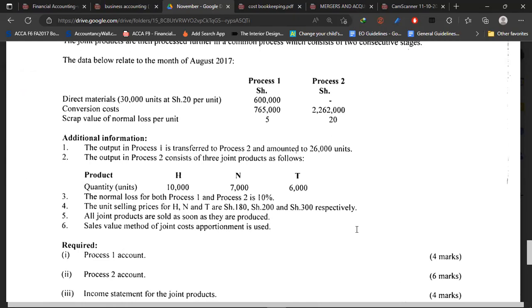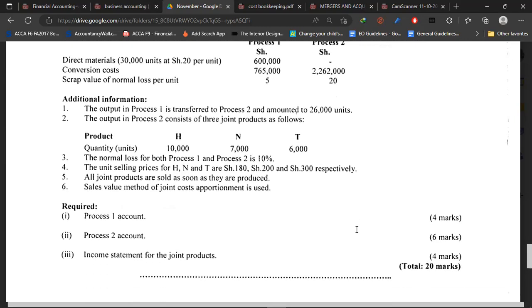Additional information, number one, the output in process one is transferred to process two and amounts to 26,000 units. The output in process two consists of three joint products as follows: quantity H, N, and T. The normal loss for both processes one and two is 10%. The unit selling prices for H, N, and T are 180, 200, and 300 respectively. All joint products are sold as soon as they are produced. The sales value method of joint cost apportionment is used.